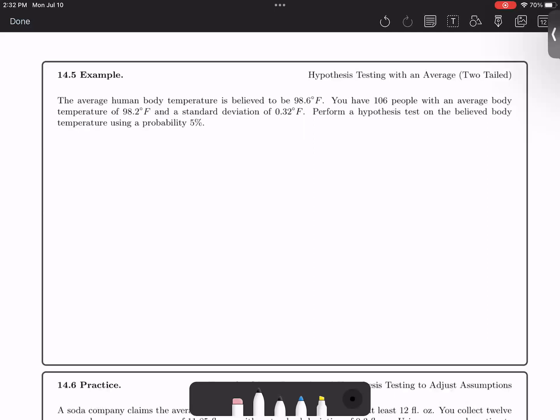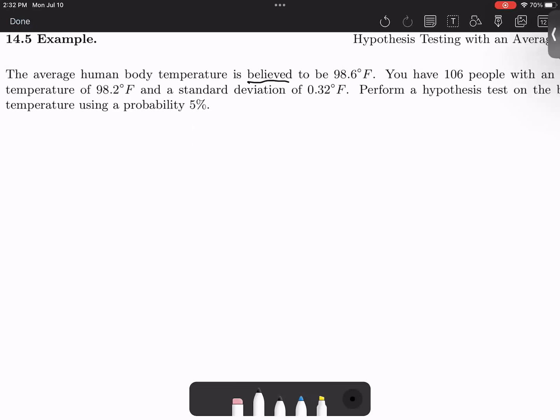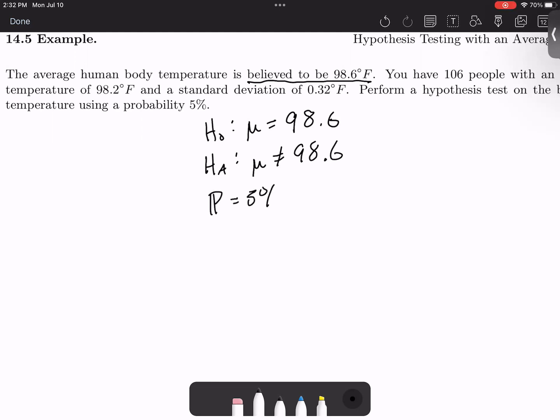So the believed temperature, it's believed to be 98.6. So our null hypothesis will be matching the claim that the average body temperature is 98.6, which means the alternative will be that the average is not equal to 98.6. We want to use a probability threshold of 5%. We have an average from a sample of 98.2 and a standard deviation of our sample of 0.32.